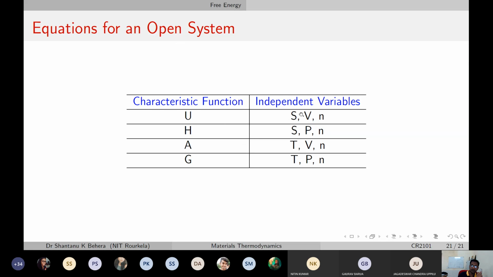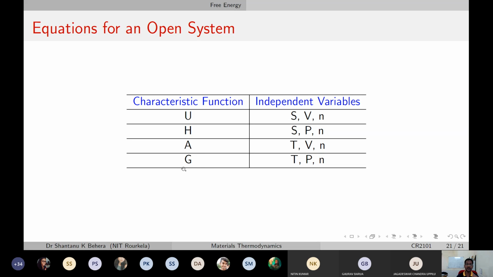We talked about U with S and V, that's for a closed system. Now, since you're making the system open, allowing materials to go in and go out, the same characteristic energy function is now influenced by the independent variables S, V and N. And for enthalpy, this is S and P. And for Helmholtz energy, it is T and V. And for Gibbs energy, it is T and P. You see that there's a commonality.